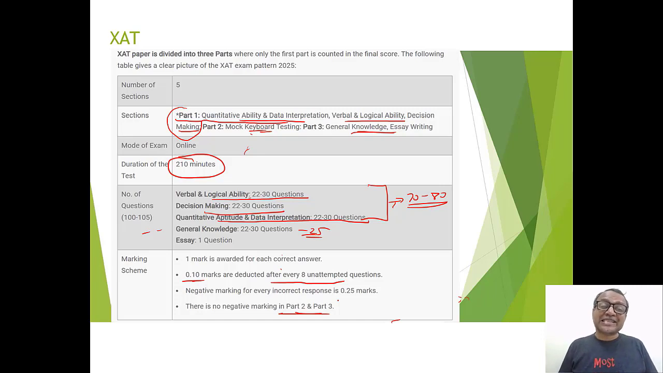This is the overall pattern of the XAT exam. XAT is similar to CAT in that quant is similar. The main difference is that instead of DILR, you have a decision making section. In verbal, CAT has more reading comprehension, while XAT has critical reasoning. If you are prepared for CAT, you can prepare for XAT in a 1 month duration. XAT is held in the month of January.